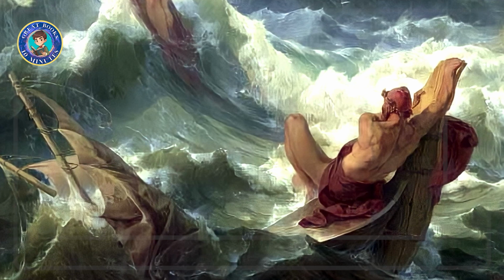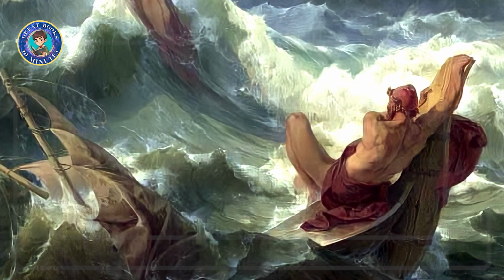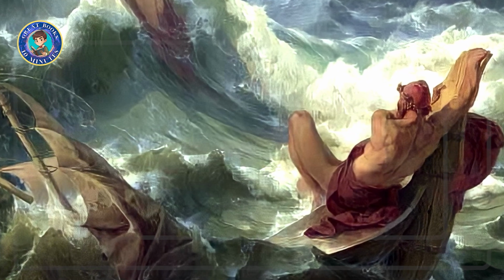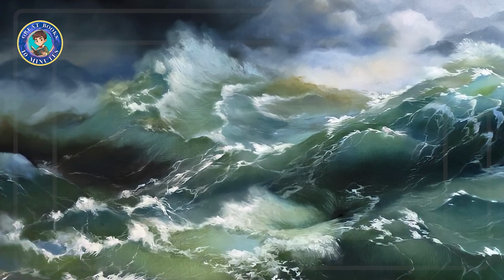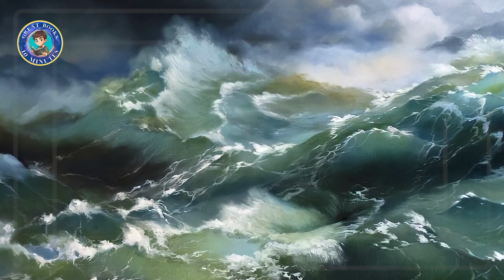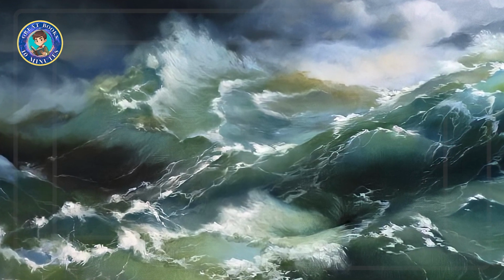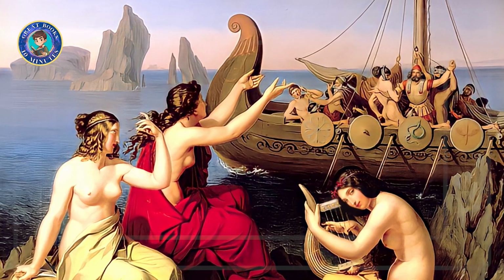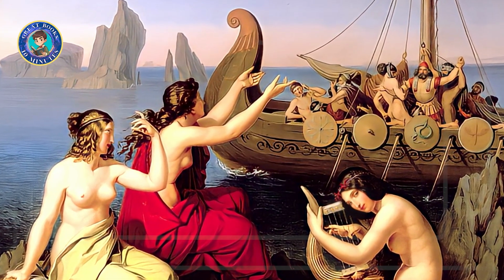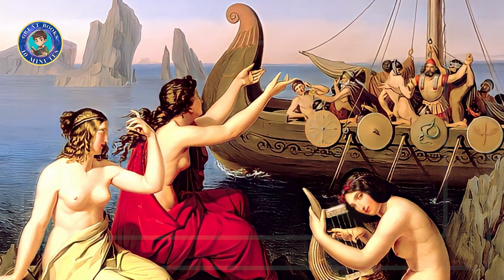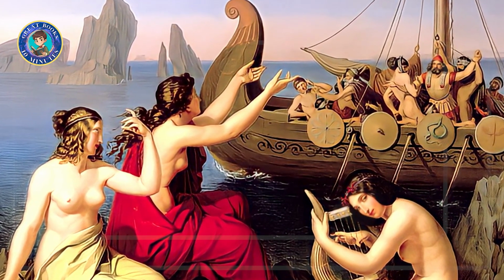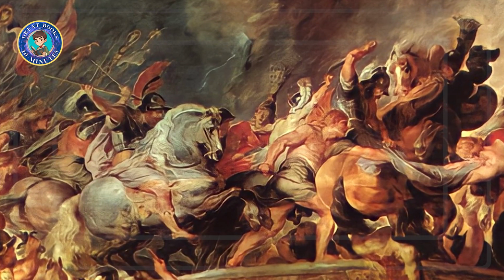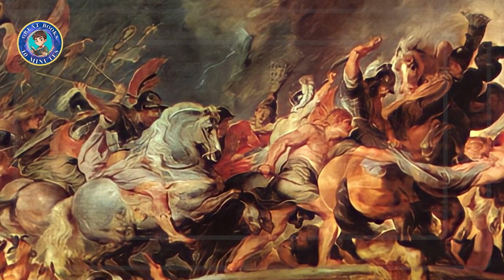Furthermore, the fig tree can be seen as a symbol of Odysseus's mental fortitude. As he clings to the tree, he endures the physical strain and the mental challenge of waiting for the right moment to let go and reclaim his raft. This test of patience and endurance showcases his mental strength, which is just as vital to his survival as his physical prowess and cunning.